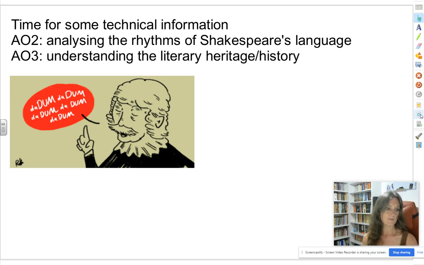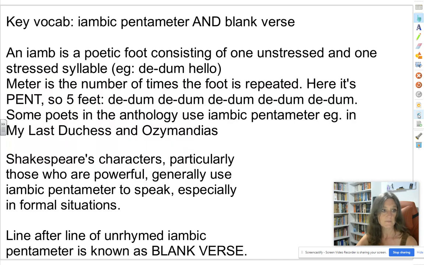And you can see this man in the picture, and he's going da-dum, da-dum, da-dum, da-dum, da-dum. And that is what we are going to be thinking about. It is known as iambic pentameter. And here is some key vocabulary for you. So that's the first one, iambic pentameter. And then a little bit later, we're going to be thinking about how iambic pentameter becomes blank verse.